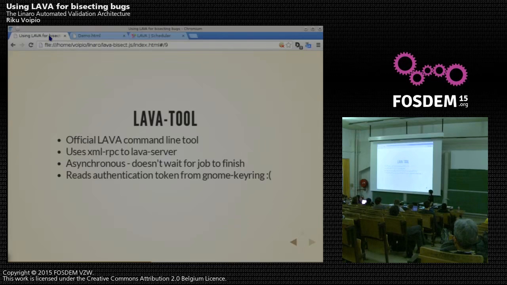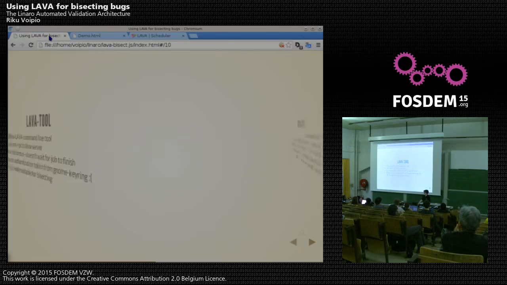So finally, the problem for automation or automatic scripts is that it reads the authentication token from GNOME keyring, and it means that you may have to type in the keyring password every now and then. So it should work in GNOME, but for example, in some other desktop environments, which I use, it doesn't work. So I had to do something else to make this bisecting possible.